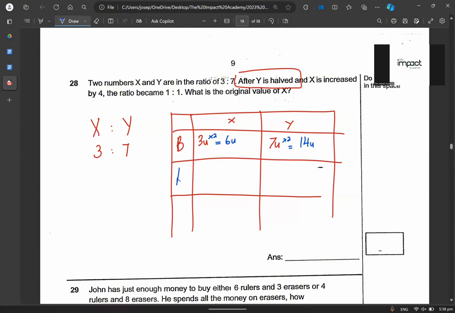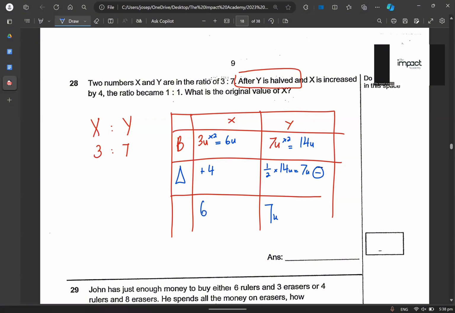So my change for y becomes what? I half of 14, right? Half times 14 units, that gives you 7 units. 7 units is minus. Am I making sense? I'm left with 7 units for y. True? X is increased by 4.